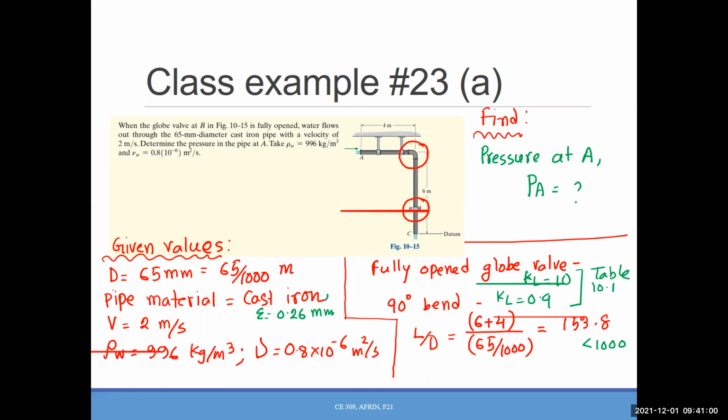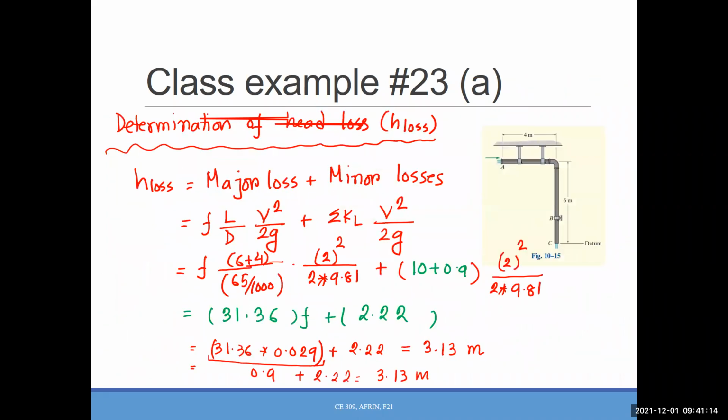But for this problem, even if we got less than 1,000 and they said ignore minor losses, in that case, we wouldn't consider the minor losses. But they didn't say anything. And from that calculation, you saw that minor loss is actually higher than the major loss. So you can't ignore that, so you need to calculate that. You will always calculate L over D and then decide whether you consider the loss or not. Okay.